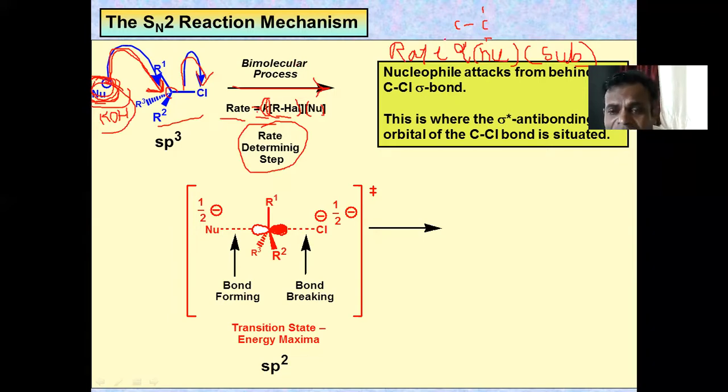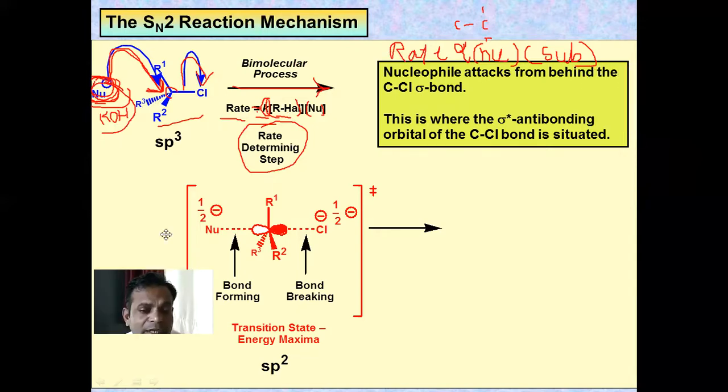Hence these reactions are called nucleophilic substitution bimolecular. Why can we say this is bimolecular? Because the rate of reaction depends upon two molecules: one is a substrate as well as a nucleophile. The rate of reaction depends on both the substrate and the nucleophile.